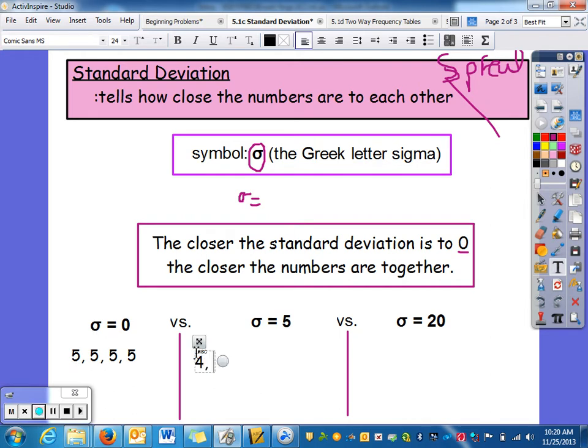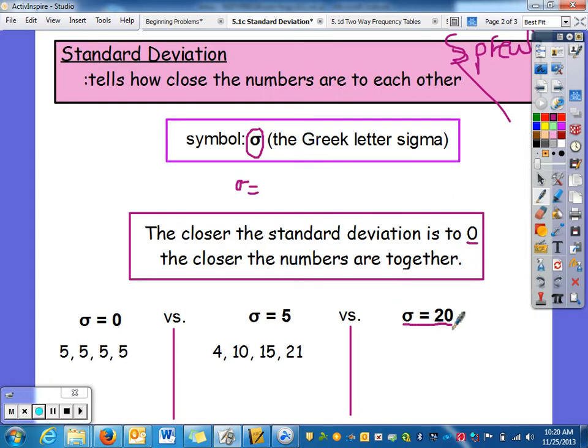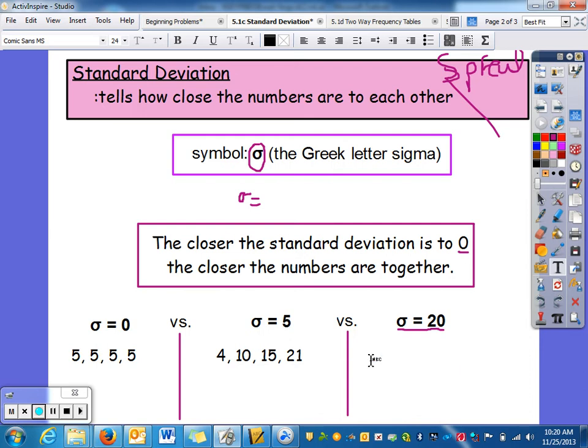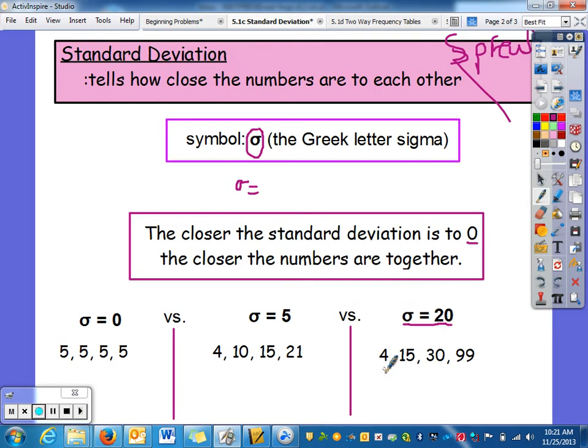So it could be something like this. 15 and then maybe like 21. Standard deviation, this is huge for 20. When the standard deviation is 20, that means they are very far apart. So something like 4, 15, 30, and then maybe like 99. There is a big spread between the minimum and the maximum. Where here 17 it's quite a range, but is not as big as that one right there. So the higher your standard deviation, the more spread out the numbers are.